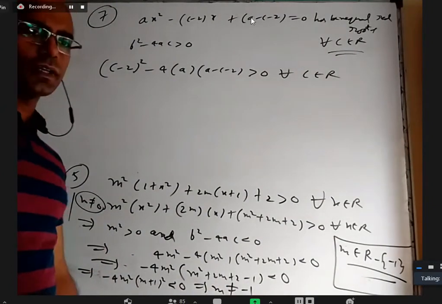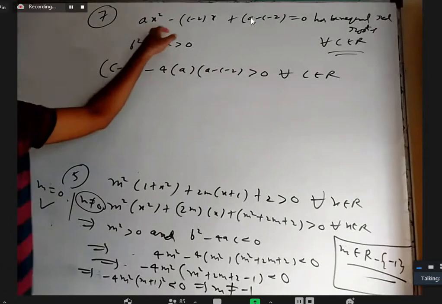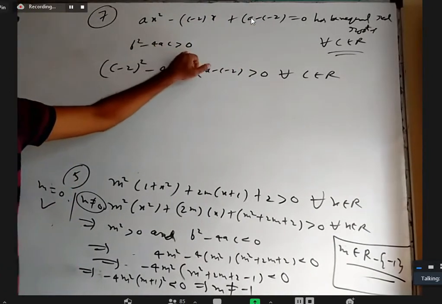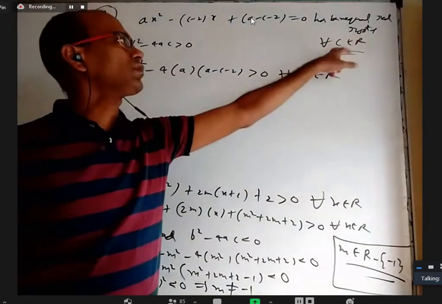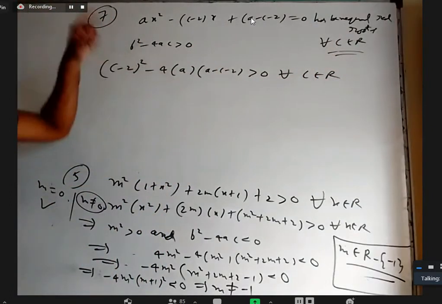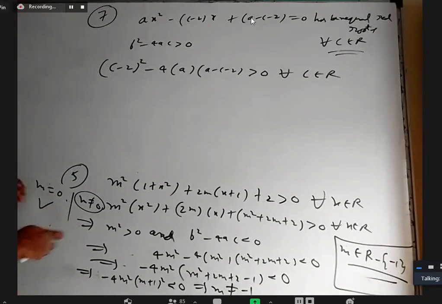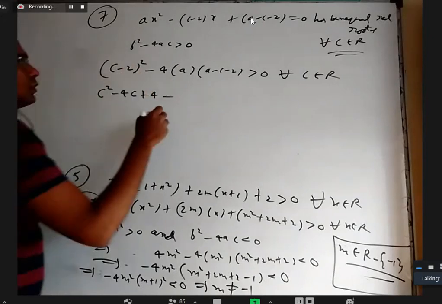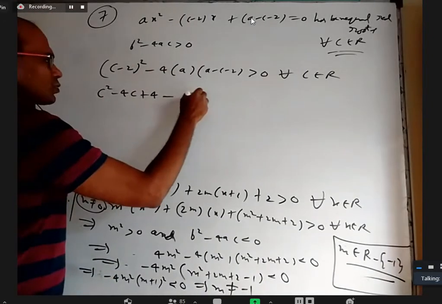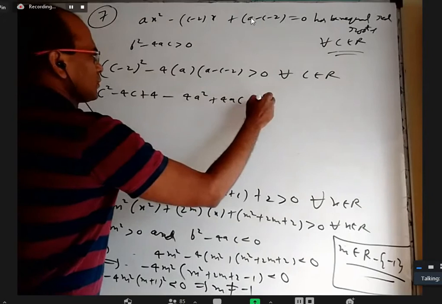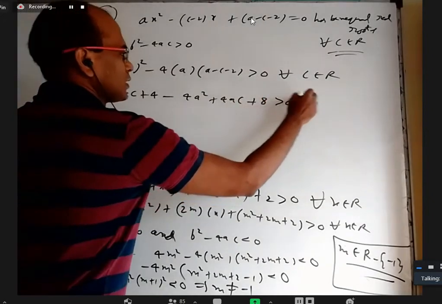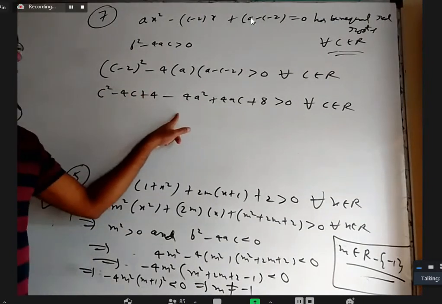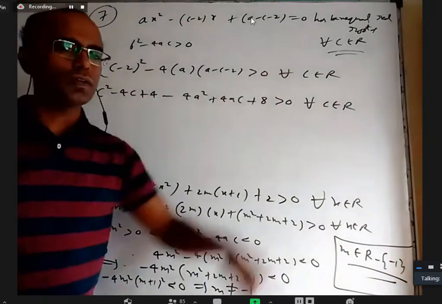Here we get one new quadratic equation. This is a quadratic equation which should have unequal real roots, means b square minus 4ac should be greater than 0. But is it true for some c values? No, for all c values. This itself is an equation in terms of c. Let us see what is that. Expand it. c square minus 4c plus 4 minus 4a plus 4c plus 8 greater than 0 for all c belongs to R. This is a quadratic expression in terms of c, and that should be greater than 0 for all values of c.